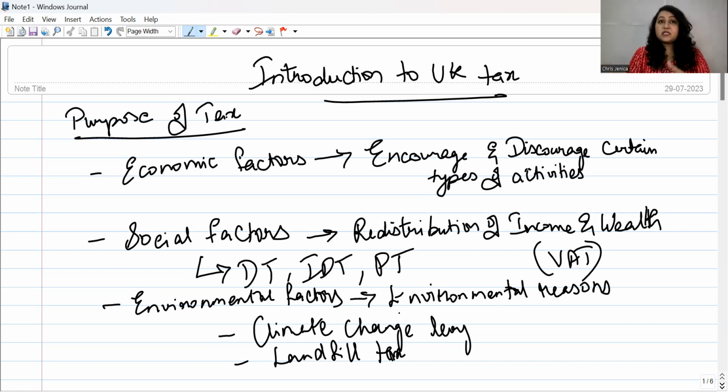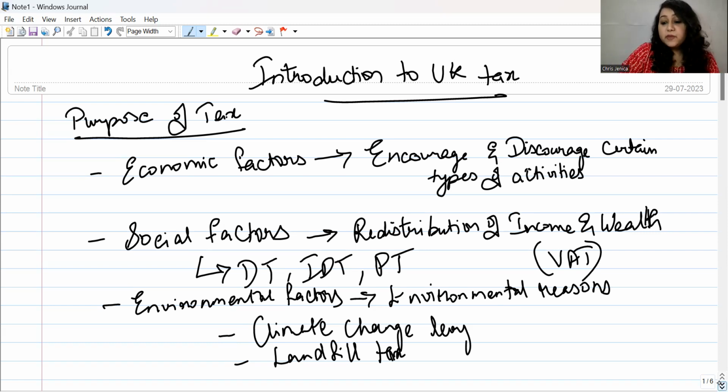Then you have landfill tax. This will be charged on operators of landfill sites where there is tons of rubbish and waste. In order to encourage them to recycle this, certain landfill taxes will be applicable, which the company has to pay. So, these are the factors which have some kind of influence on the tax policies of the UK.